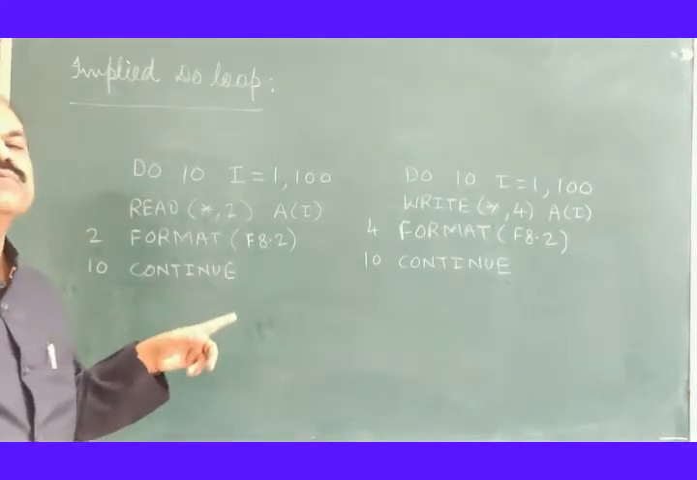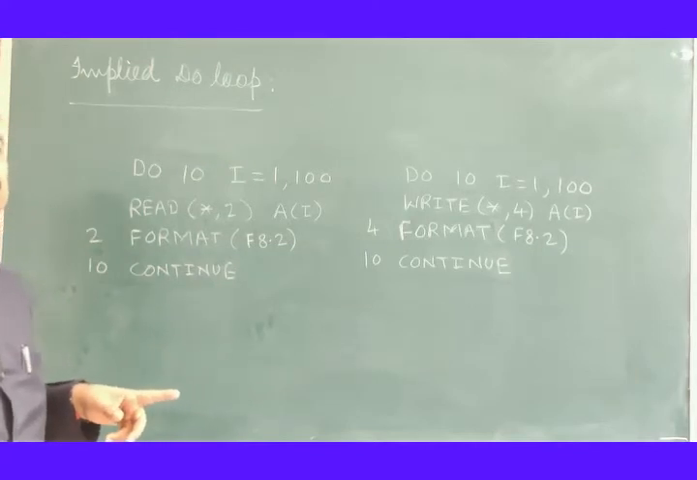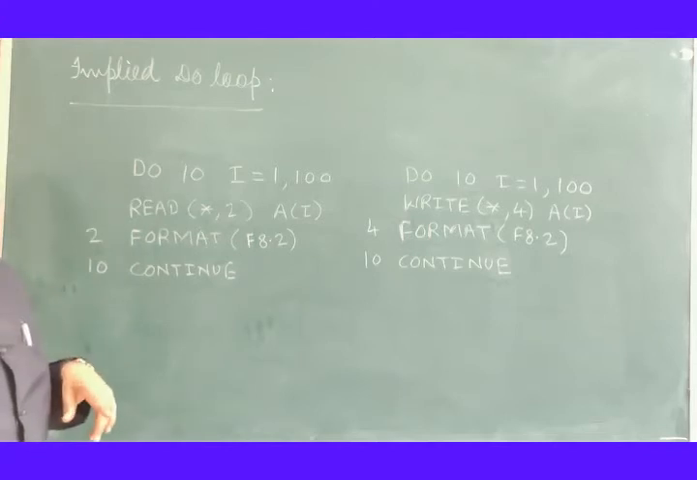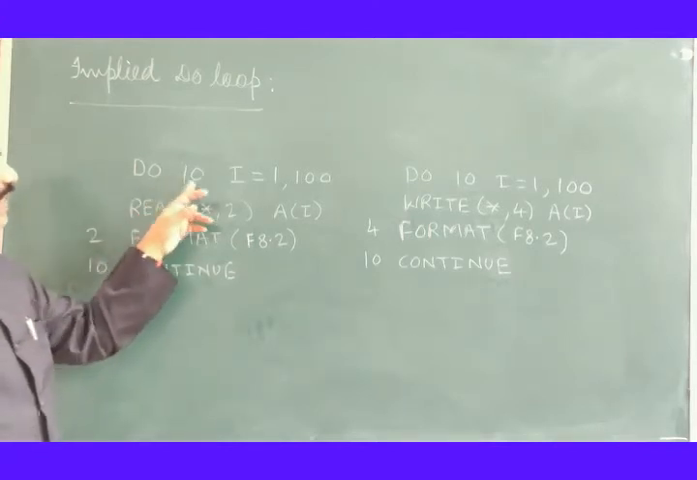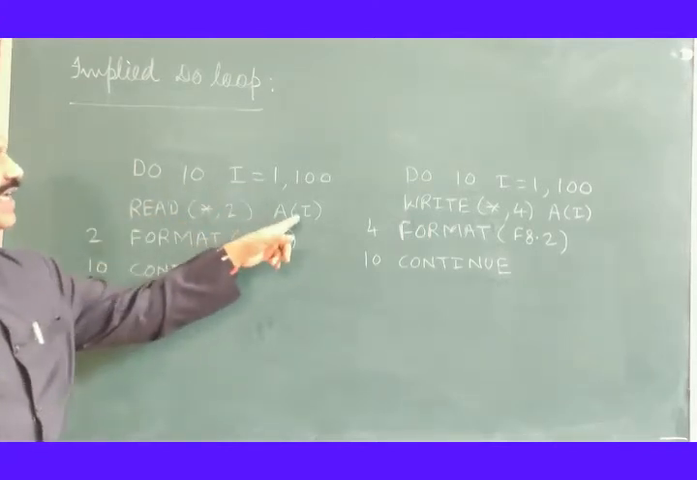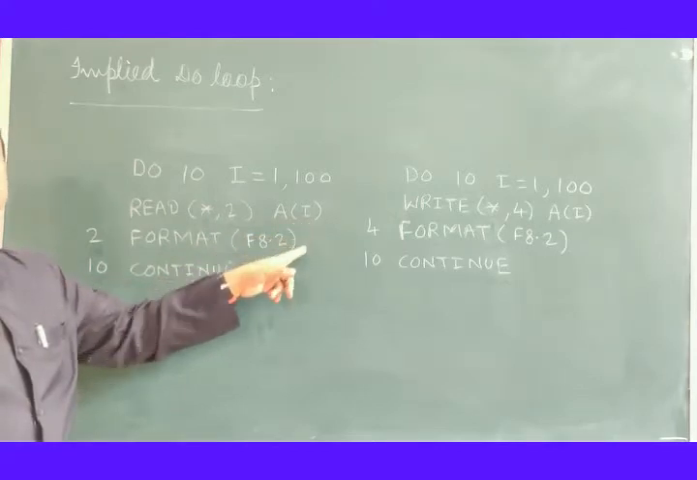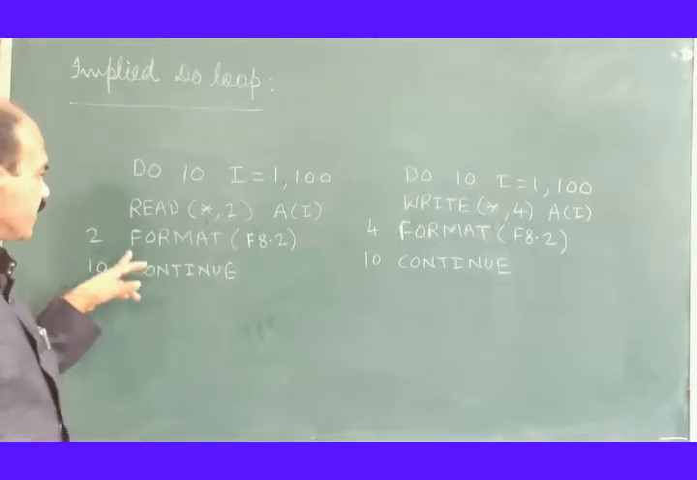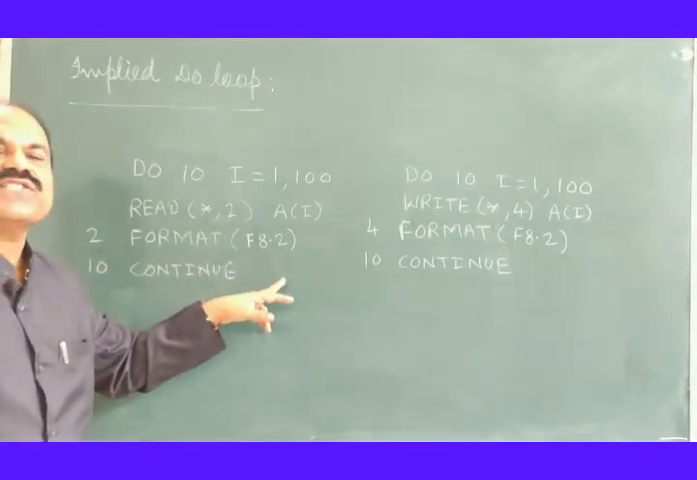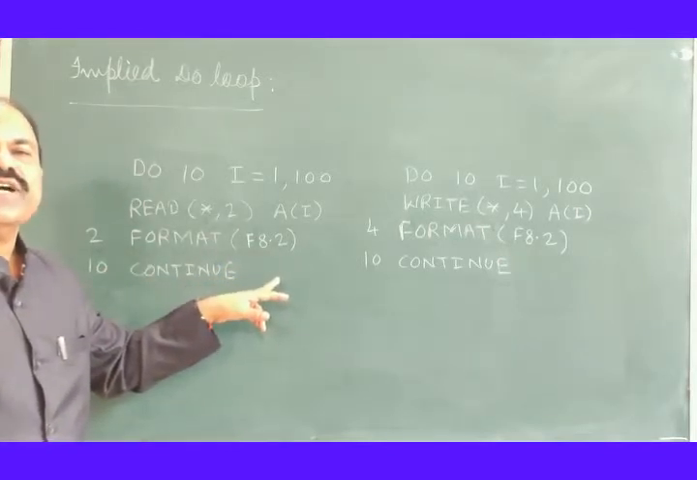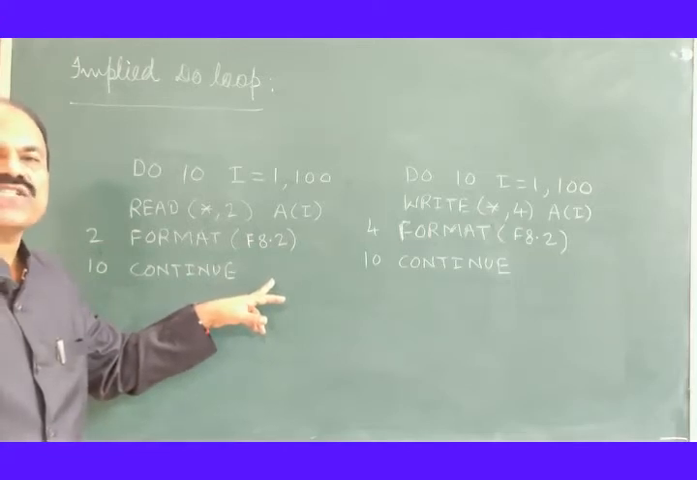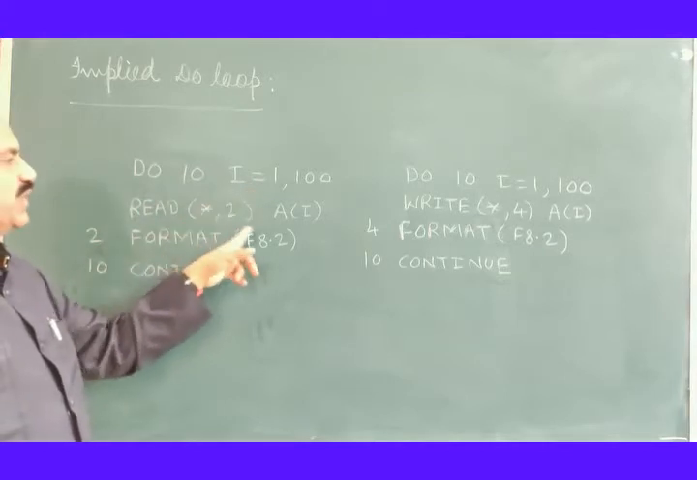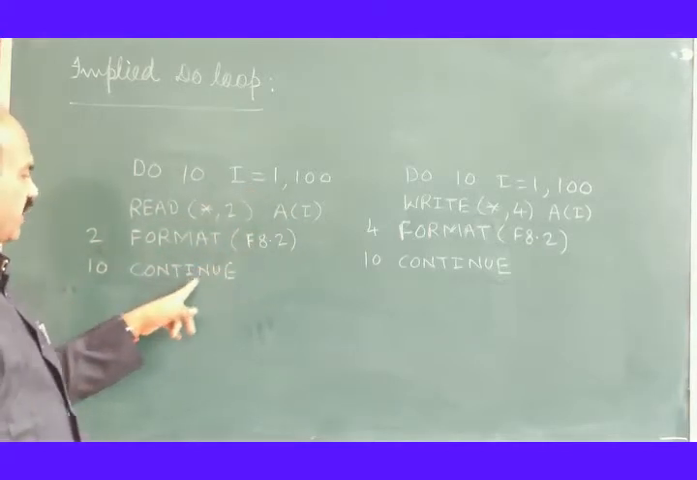What is continue? It is the dummy statement. It sends the control back to do loop. So when value of I is 1, A1 is read, inputted from the keyboard by the user, with this format. It is real fractional format. Continue. I will be 2, A2 will be read in this format.